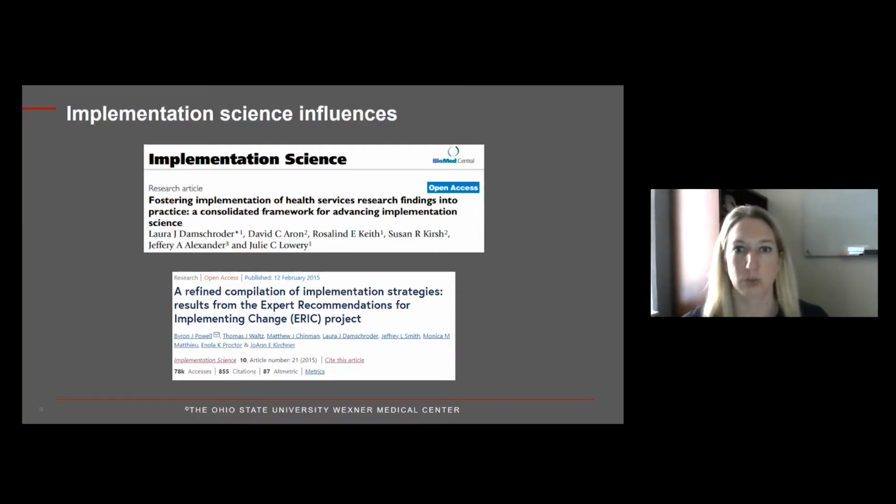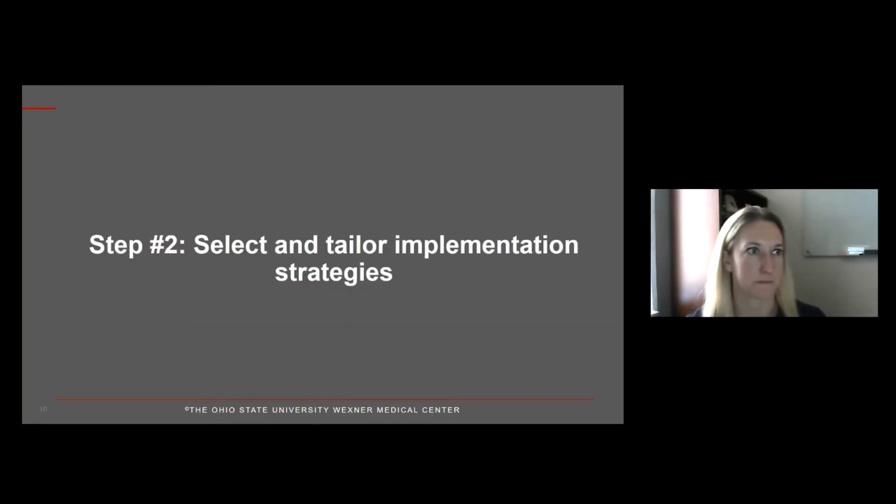I bring these two publications up because they were instrumental in helping us select the implementation strategies that we wanted to deploy in the hopes of improving practitioners' uptake of both the Fugl-Meyer and the ARAT at Ohio State. Which takes us to step two, which is me walking us through how we selected and tailored our implementation strategies.